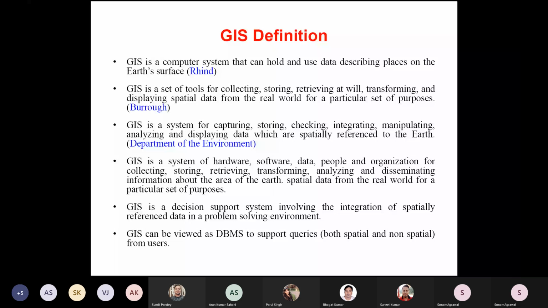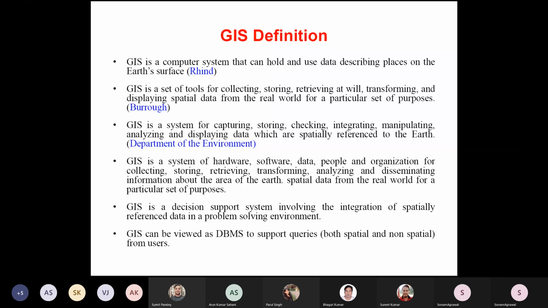So what is the definition of GIS by Burrough? GIS is a set of tools for collecting, storing, retrieving at will, transforming and displaying spatial data from the real world for a particular set of purposes. Okay, so this is what GIS is. In each and every definition, there is something lacking, some more things need to be added. That's why the rest of the definitions are modified.